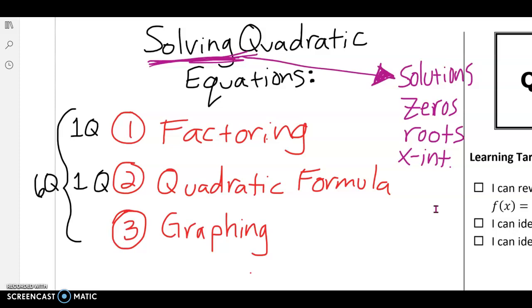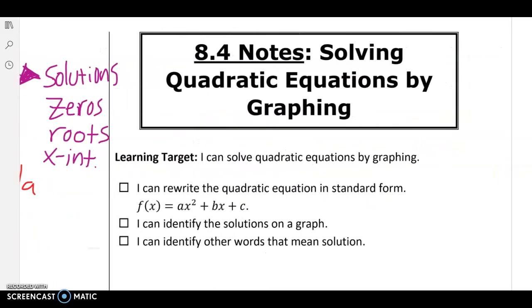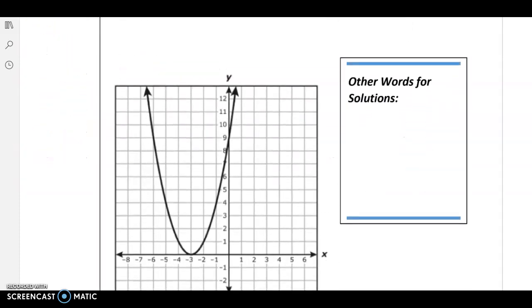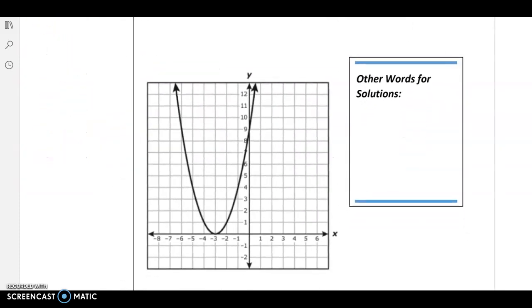All right, so let's move into the actual lesson. Remember, the goal is to solve by graphing today and finding the roots, otherwise known as the x-intercepts. Okay, so our learning target is I can solve quadratic equations by graphing. We want to make sure that our equation is mostly in standard form and that it's all on one side. So let's go ahead and write that on here.